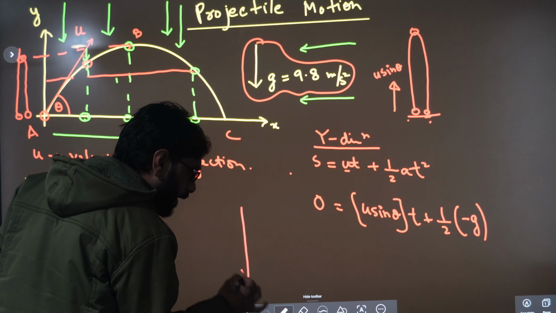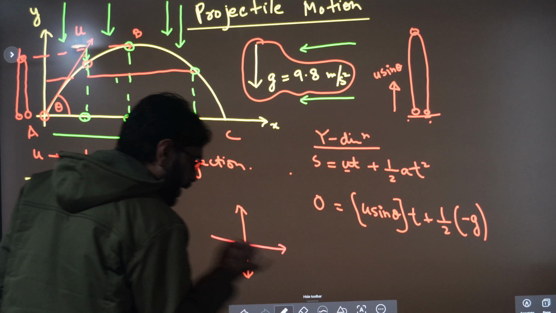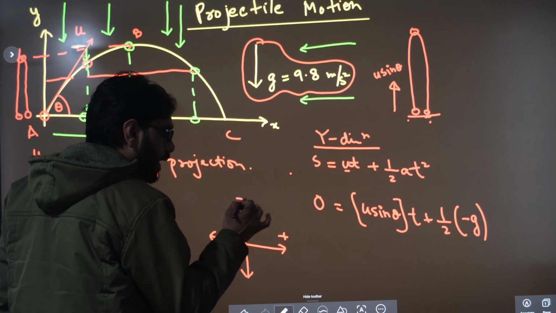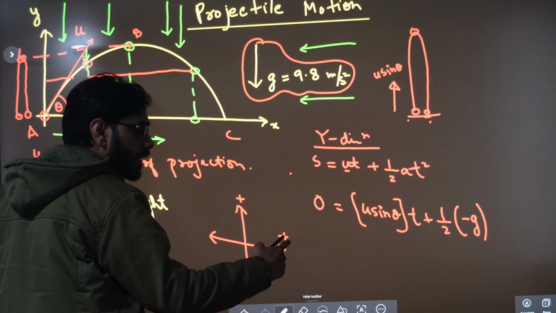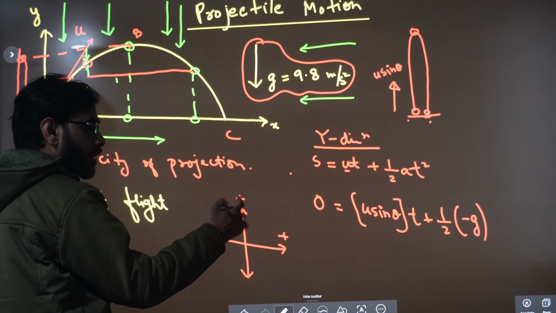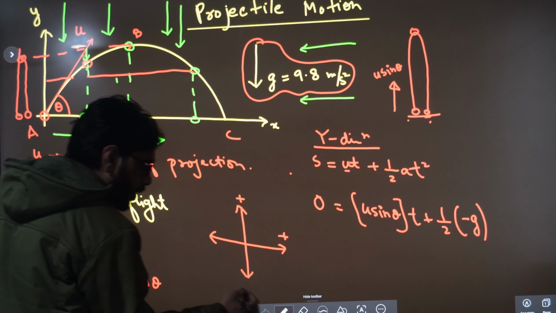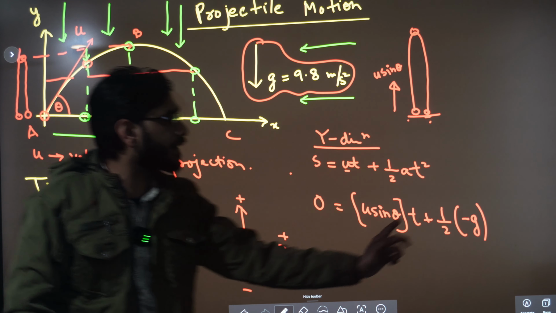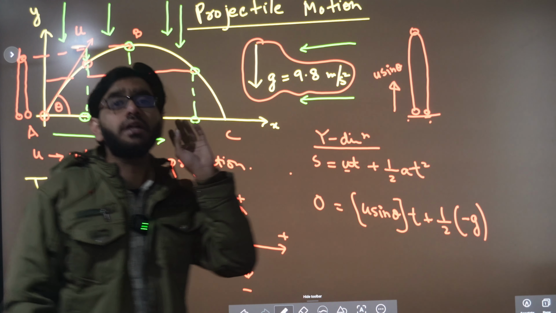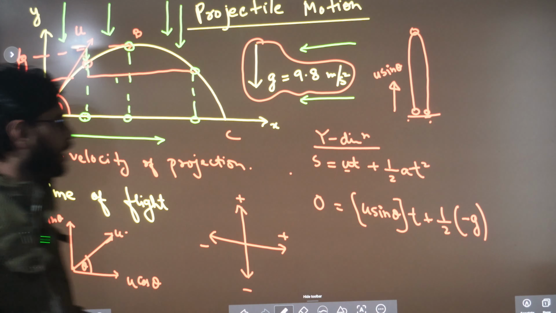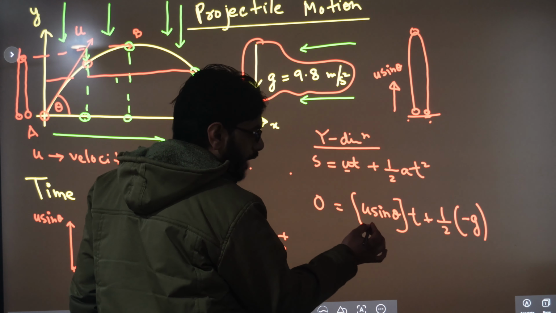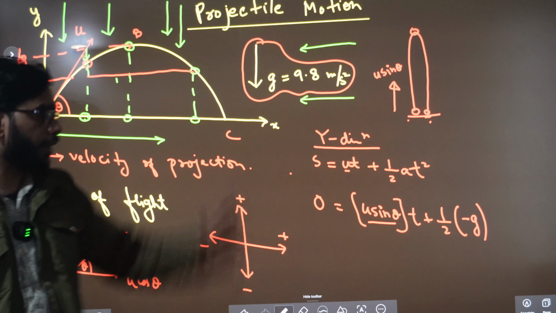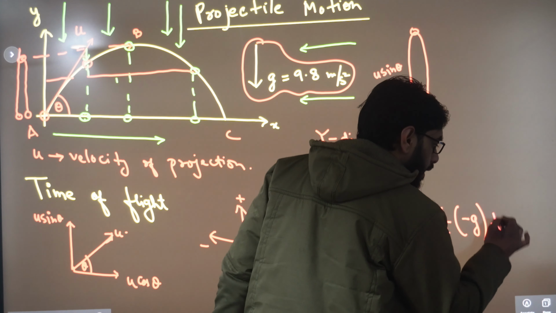What is that Cartesian coordinate system? We follow this system: anything in the positive x-axis, in the rightward direction, will be considered positive, anything in the upward direction will be considered positive, and the rest will be negative. So here the acceleration is in the downward direction, that's why I have taken minus g, else I would have taken plus g if it were in the upward direction. See here also I have taken u sin theta, not minus u sin theta, because the initial velocity is in the upward direction. Okay, minus g into t square.